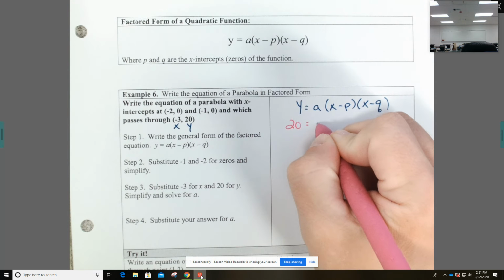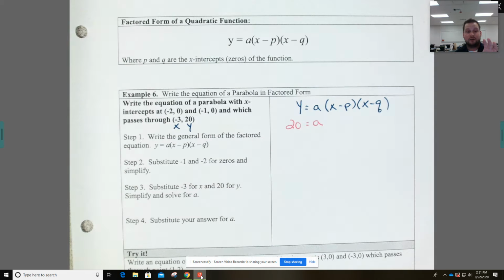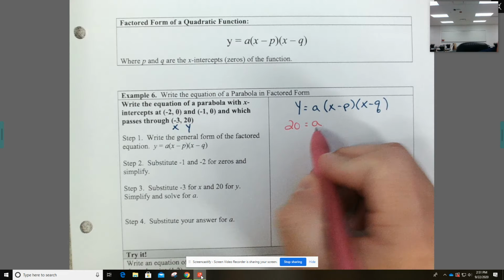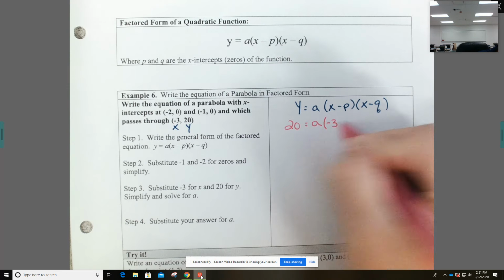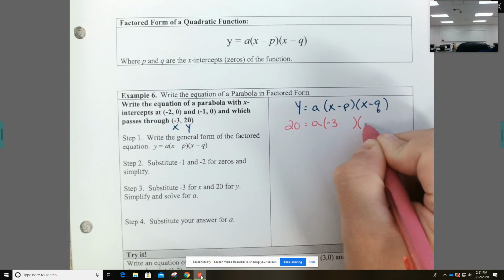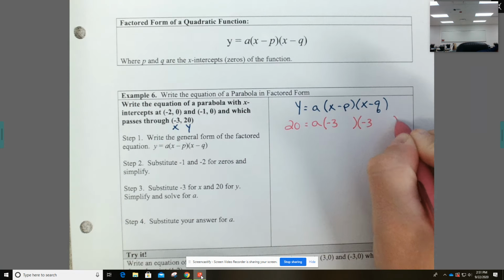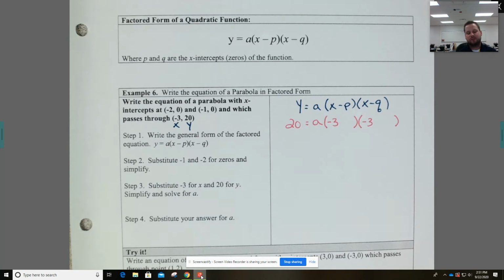equals, I don't know, a. It's the same goal. Okay, so when we had vertex form, our goal was to solve for a. It's the same deal today. Okay, so we got to solve for a. Our x value is negative 3. So wherever I see an x, I'm going to throw in a negative 3. Lastly, we need p's and q's.